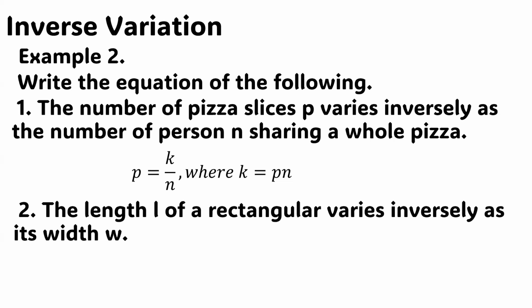The other example is the length L of a rectangle varies inversely as its width or W. Okay, so alam na natin, L to, di ba? So L is equal to K over W, where K, our constant of variation, is equal to length times width.